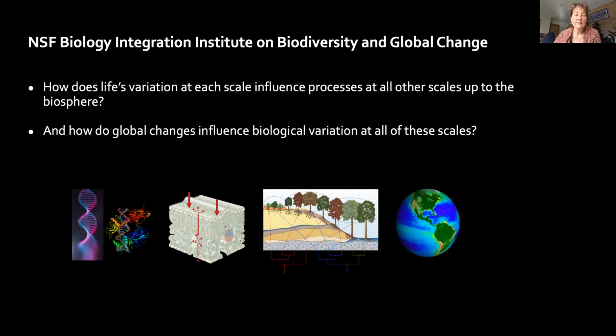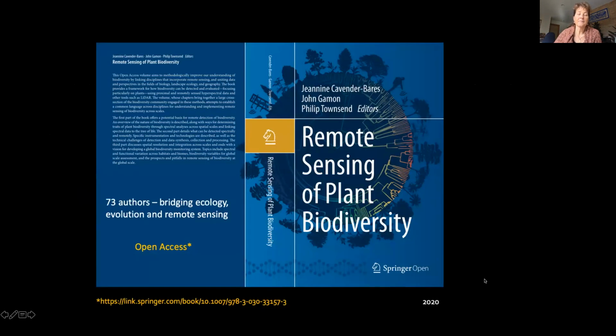And finally, I'll just leave you with information about this book that came out this year, Remote Sensing of Plant Biodiversity, that I edited with John Gammon and Phil Townsend. There are authors from across this community of people using spectral information to understand plant function and biodiversity. And it's open access, so all the chapters are freely downloadable. I'll stop there. Thanks very much.